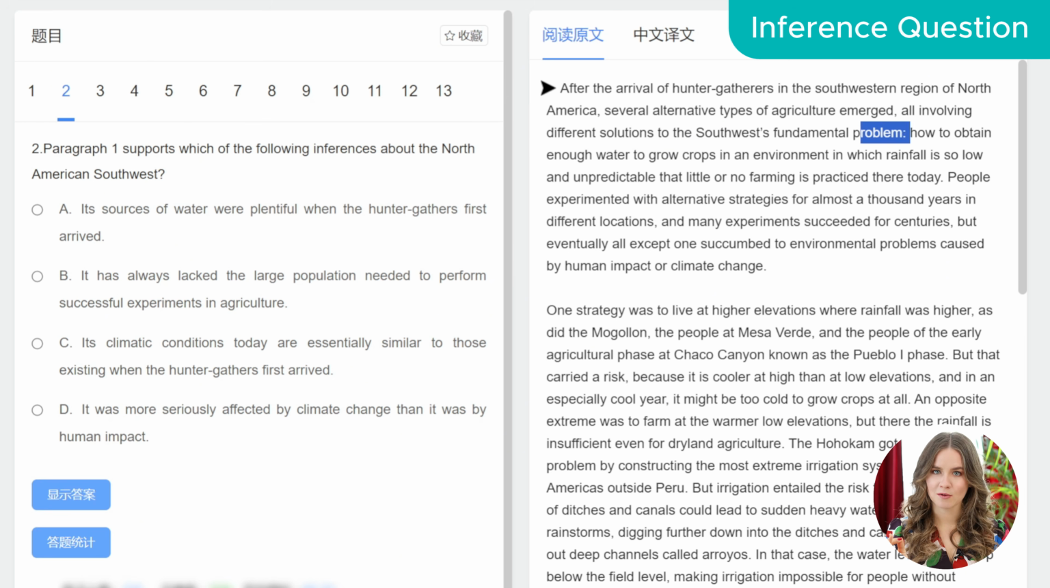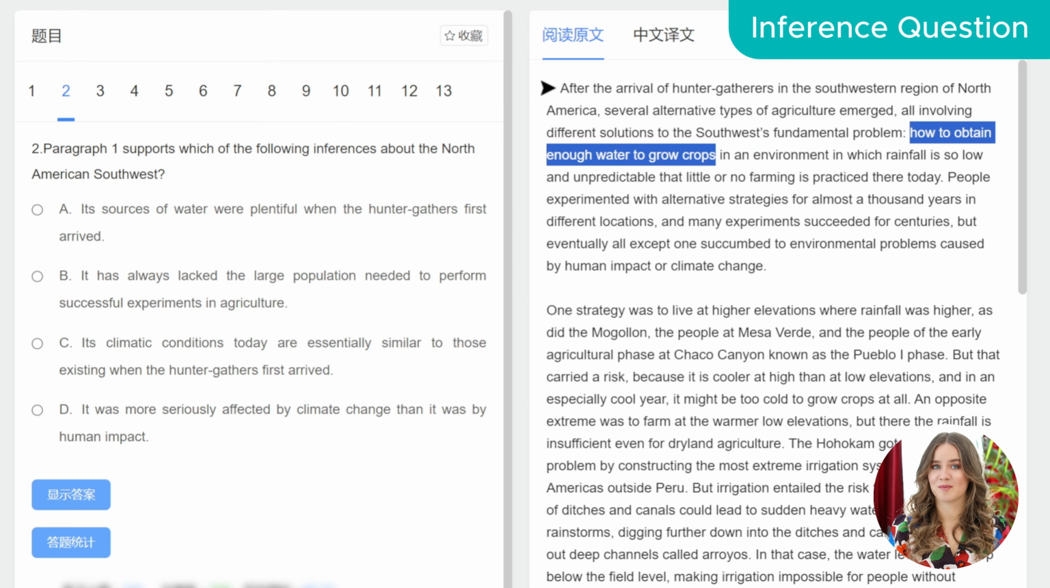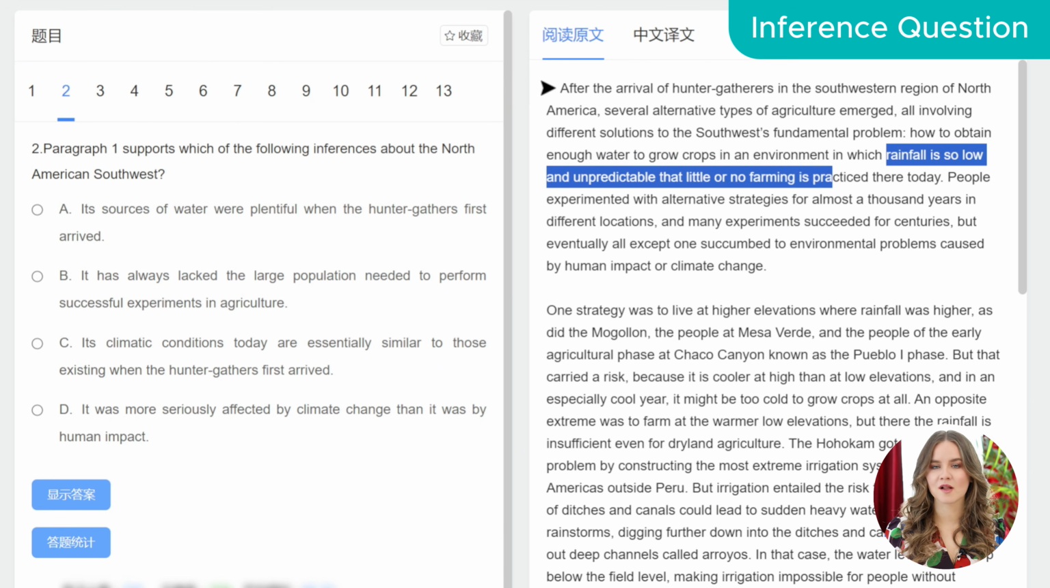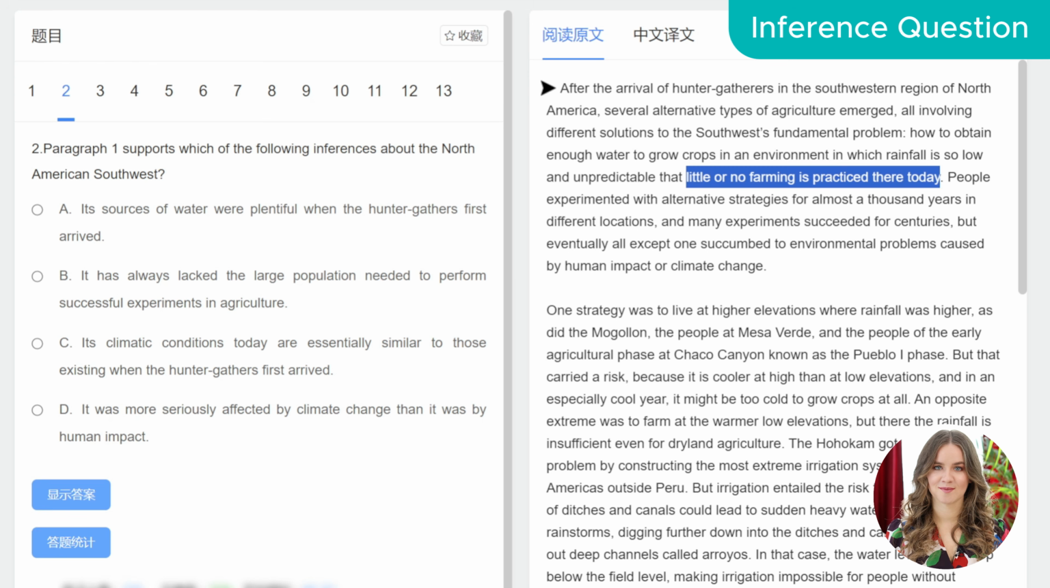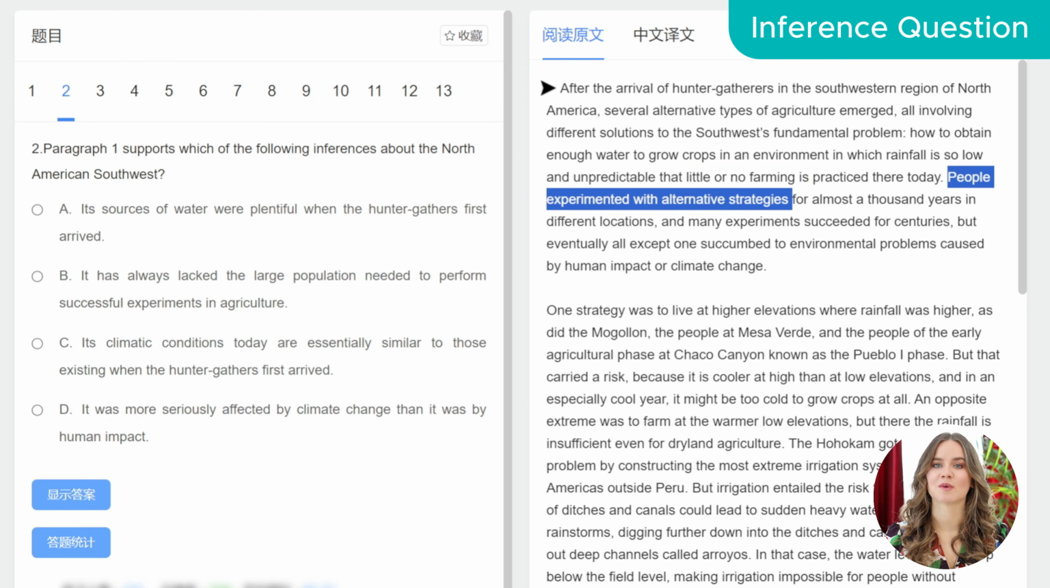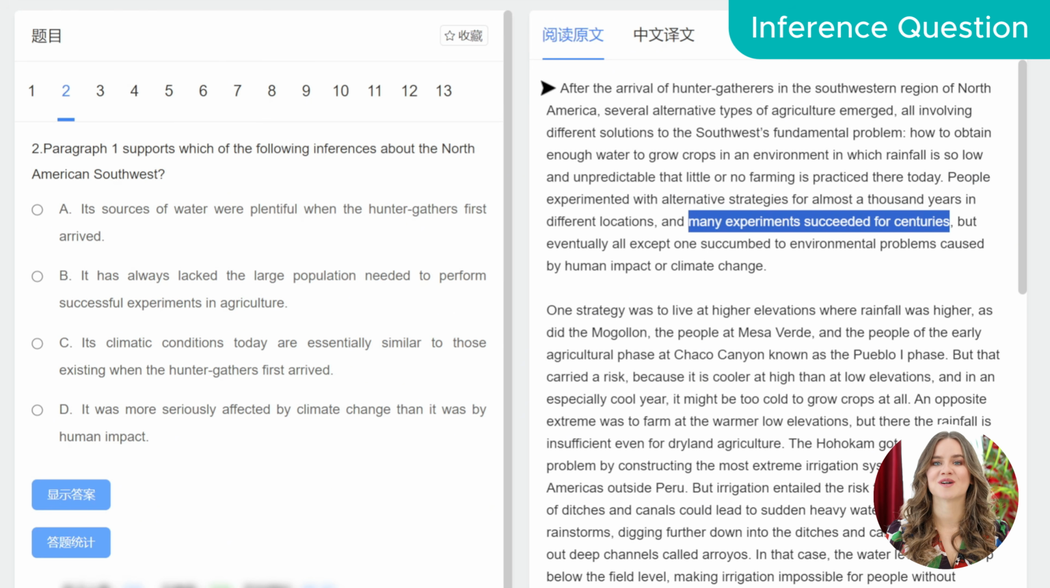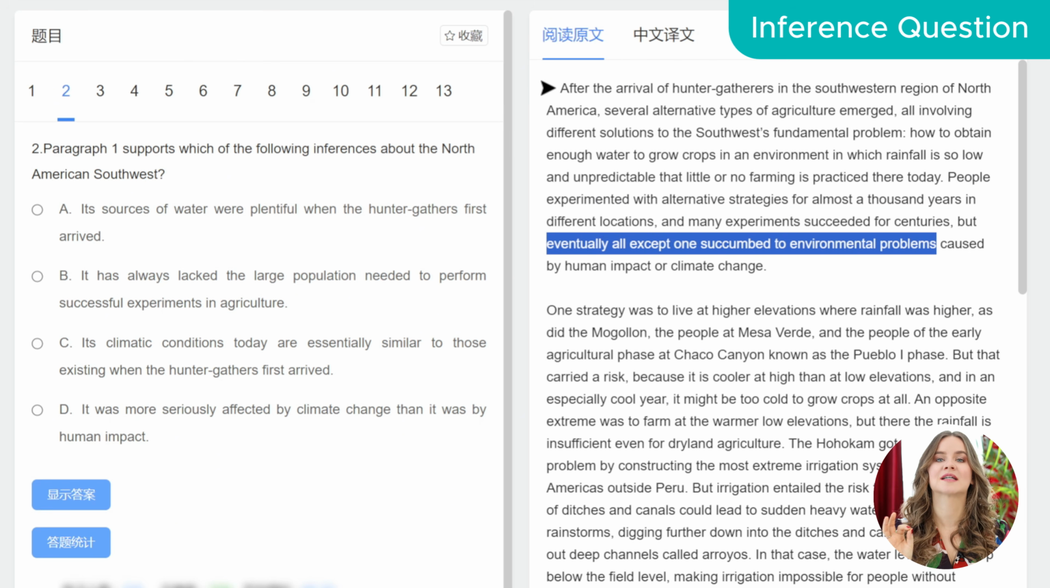The problem was how to obtain enough water to grow crops. Why was it a problem? Because the environment isn't ideal for agriculture, as rainfall is low and unpredictable. As a result, little or no farming is practiced there today. Then, we see that people experimented with alternative strategies in different locations for a long time. And many of these experiments were successful for centuries. But eventually, all of them succumbed to environmental problems.